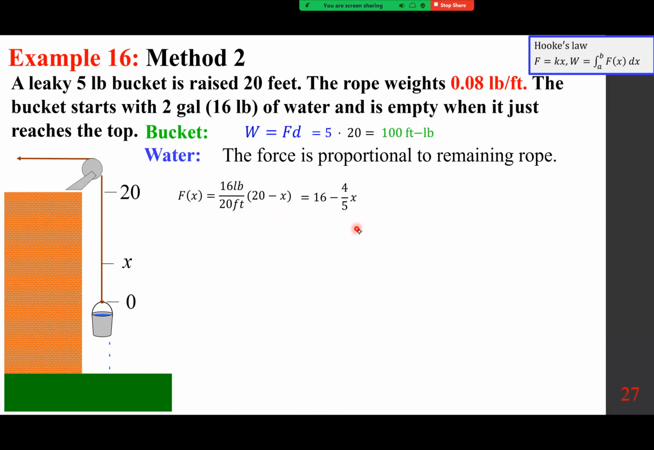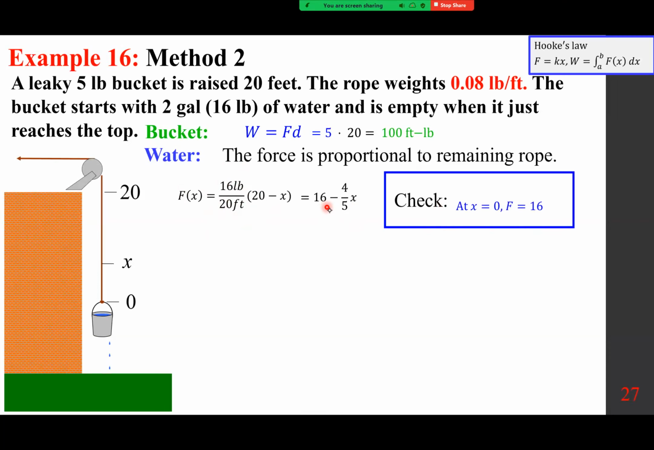And so we can check it out. What happens at x equals 0? We get 16 pounds. We are talking about the water: we have 2 gallons, and it weighs 16 pounds in the beginning. All the way up when x is 20, 20 divided by 5 is 4, 4 times 4 is 16, and 16 minus 16 is 0. So by the time it gets up there, it becomes 0. So the formula works. So we're going to integrate this from 0 to 20.